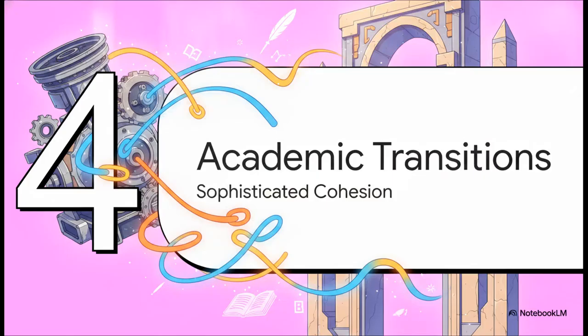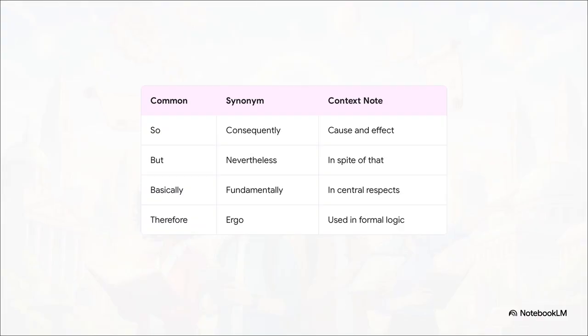Here we go with Section 4, analytical academic transitions. Clunky, everyday transitions can completely derail the flow of a great academic essay. Starting a sentence with so or but, it feels a bit like a casual text message, not a serious analysis. By seamlessly replacing so with consequently to show cause and effect, or swapping but for nevertheless to show contrast, you instantly elevate the whole academic flow. Even just trading basically for fundamentally, or therefore for ergo, shifts the entire register of your writing.